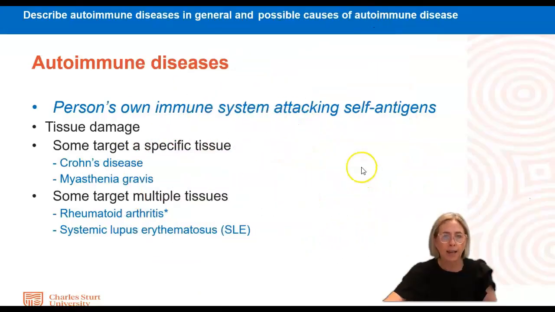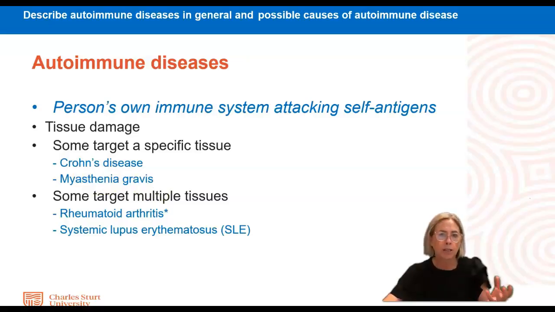The immune system is attacking self-antigens. So the immune system in some way or another is seeing self-antigens as foreign and mounting an immune response to it. This will result, of course, in tissue damage. Now, some autoimmune diseases just target a specific tissue. For example, myasthenia gravis is an autoimmune condition that involves the motor end plate. Crohn's disease is an autoimmune condition of the digestive tract, and mostly it is limited to the digestive tract, although there may sometimes be systemic issues.